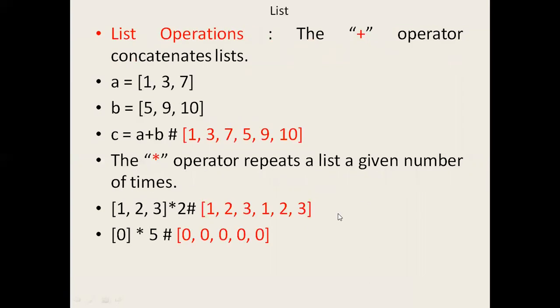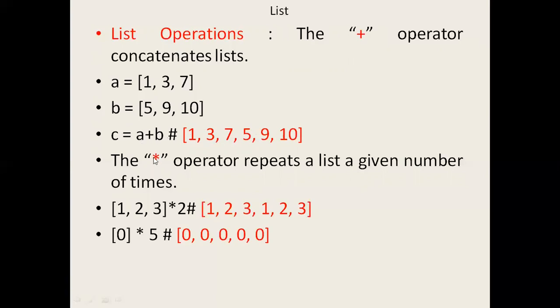List operations. When we think about different operators, we can apply the plus and star, that is the multiplication operator, on the list. If I apply plus between two lists, for example, I have a list a = [1, 3, 7] and b = [5, 9, 10]. When I apply a + b and assign it to c, the elements in these two lists will be concatenated. So the plus operator concatenates lists. [1, 3, 7, 5, 9, 10] will be the output.